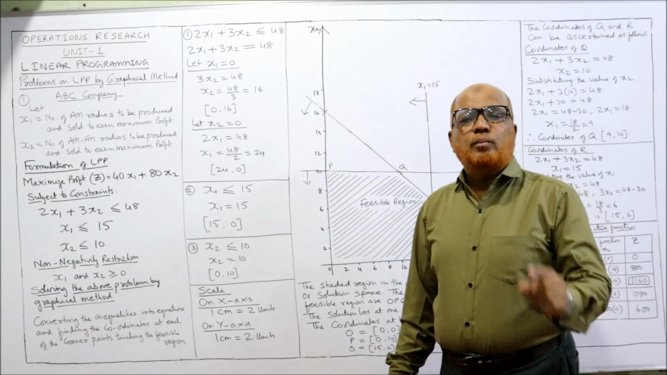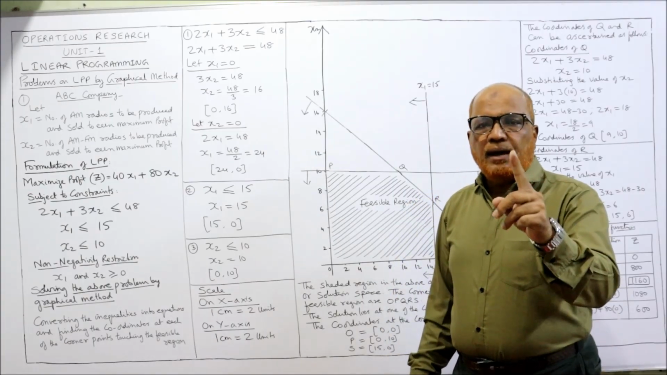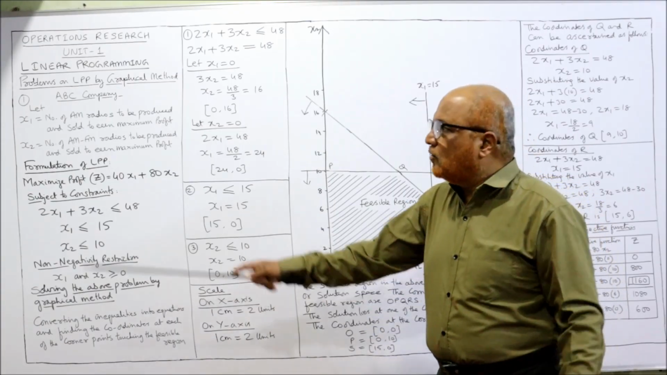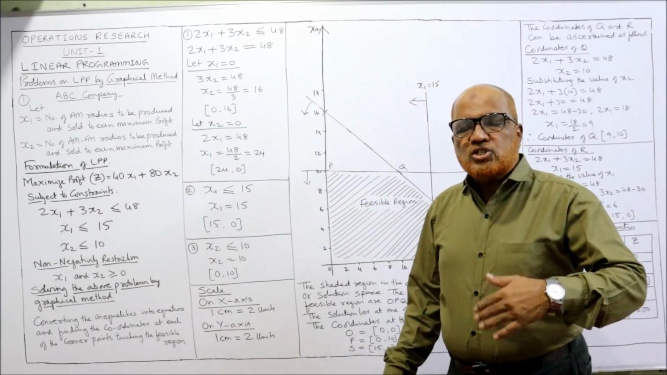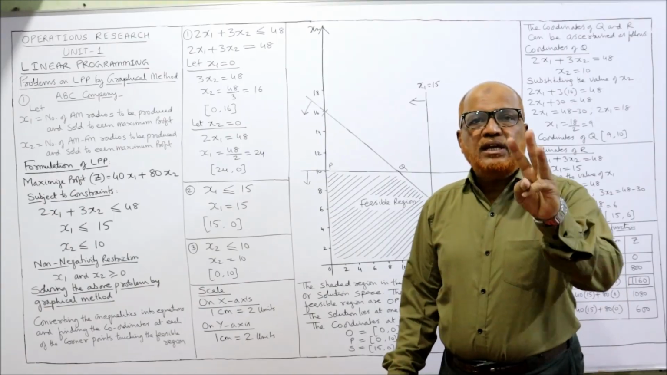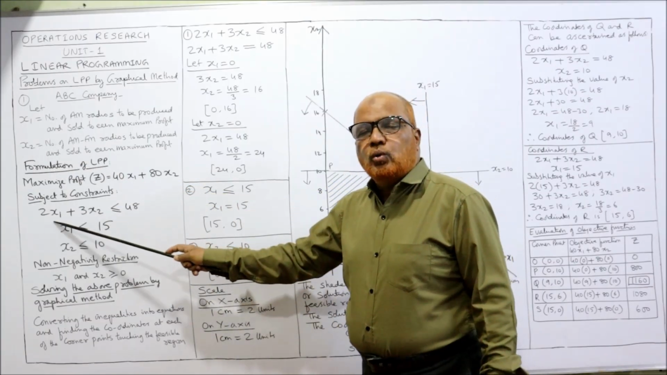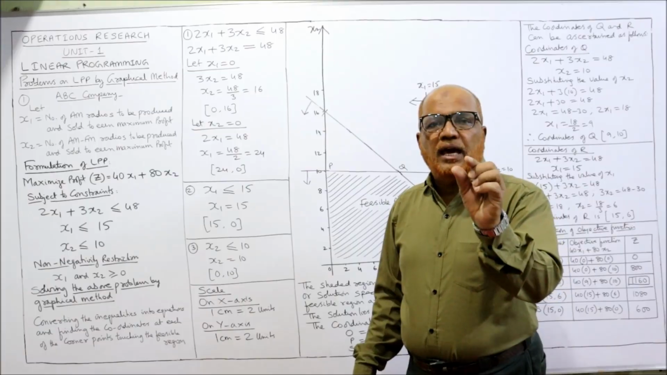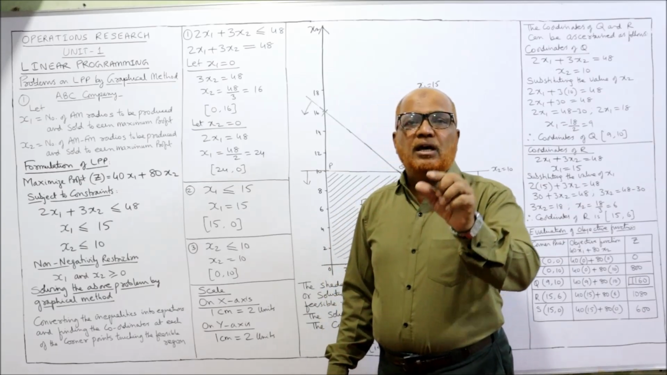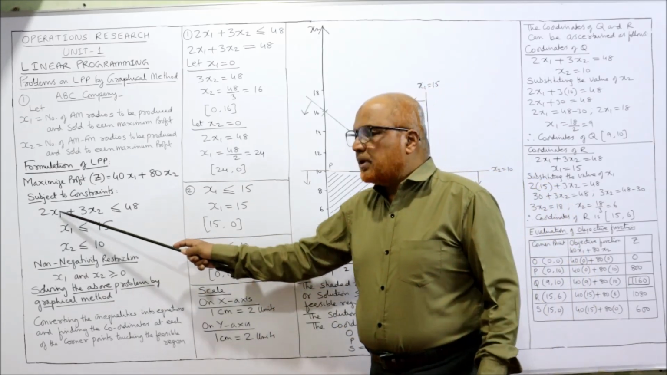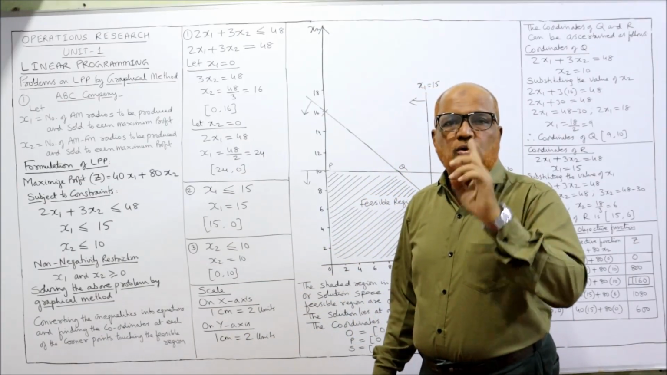And how many hours are required to make one AM radio? 2 hours, it is given in the problem. One AM radio requires 2 hours. So how many AM radios are we making? X1. So 2 X1 plus. How much time is required to make one FM radio? 3 hours. How many FM radios? X2. So 3 X2. So 2 X1 is the total time for making X1 AM radios, and 3 X2 is the total time required for making FM radios. So 2 X1 plus 3 X2 must be less than or equal to 48. This is the first constraint.